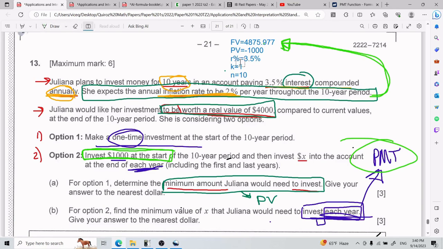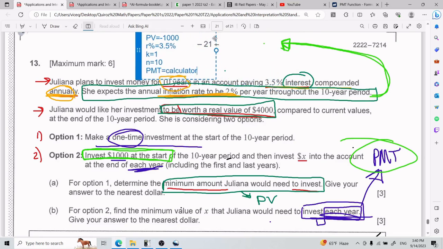When you have PMT and she invests at the start of the year, and we are from the perspective of Juliana, that means she is losing 1,000 at the start of the year. See? So, negative 1,000. The R stays at 3.5, because the inflation was already considered for FV, cierto? I have considered inflation at least once, so I can leave the 3.5 as 3.5, K is 1, N is 10, see? And PMT is going to be calculated, quite literally.